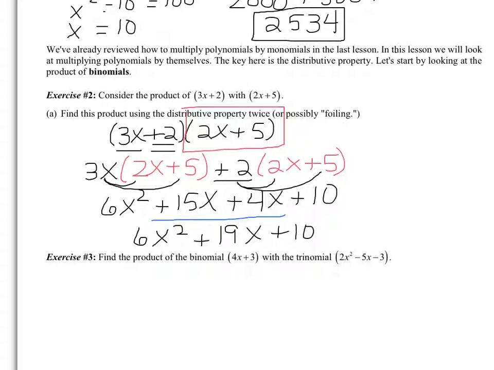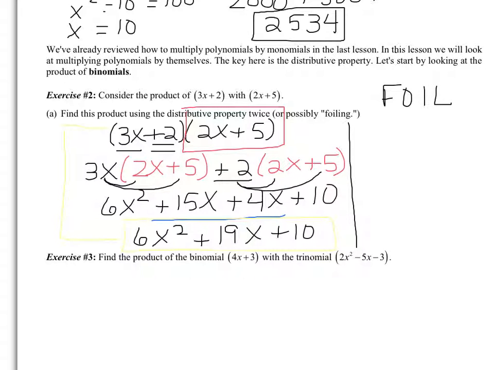So what we're going to see now is that we have an equivalence relationship, that the 3x plus 2 binomial times the 2x plus 5 binomial is equivalent to our final answer here, which was 6x squared plus 19x plus 10. Some of you may also have learned in algebra about foiling. Remember what FOIL stands for.